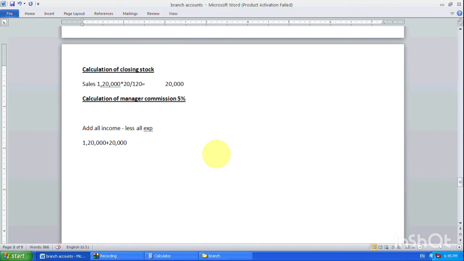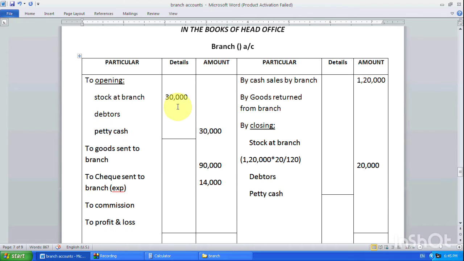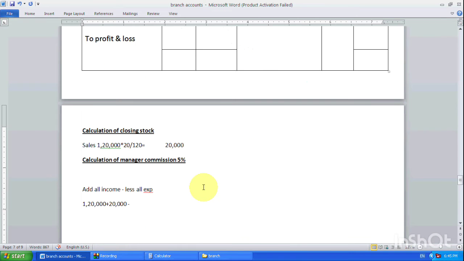Okay, minus debit amount. How much debit amount? 30,000 plus 90 means 120, and 14 means 134. 30,000 minus 90,000 minus 14,000, overall 1,34,000. After deducting 1,40,000 minus 1,34,000, 6,000 will be the answer.